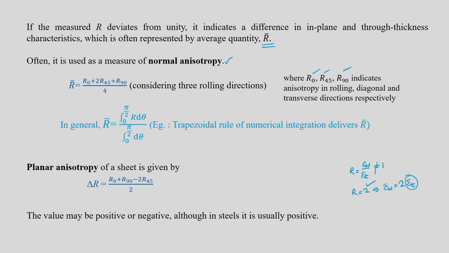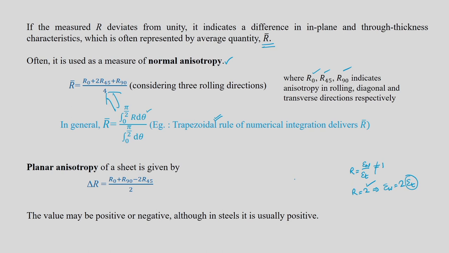But it can also be defined and evaluated by numerical integration. So R bar is equal to the integral from 0 to pi by 2 of R d theta, divided by the integral from 0 to pi by 2 of d theta. You can integrate it and find R bar, maybe by numerical integration using, let us say, the trapezoidal rule. You have to discretize it basically. Depending on the trapezoidal rule, you can look into the numerical integration part, and you will get the same equation if you consider three different rolling directions.